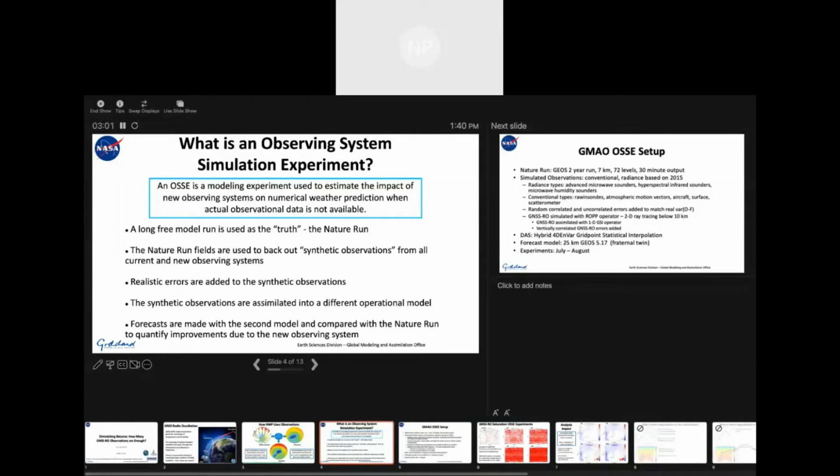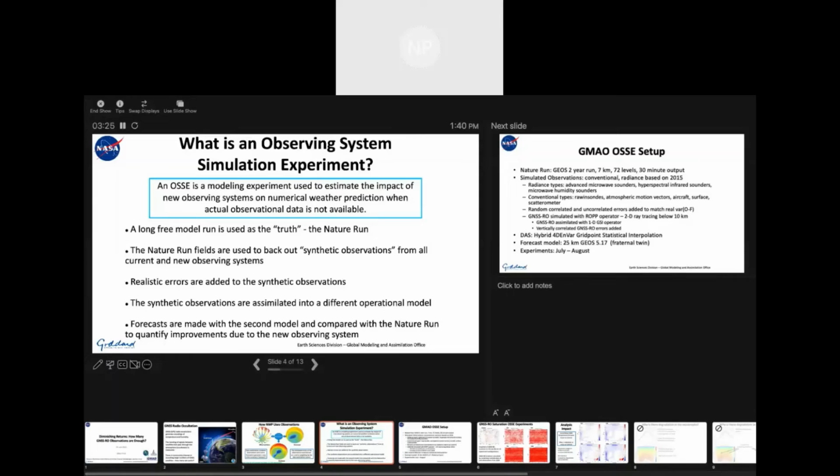It's considered the real world for the purposes of the OSSE. And then we simulate observations. We don't just simulate the new observations that we're interested in, we also have to simulate all of the other observations that are used by numerical weather prediction on a daily basis. Okay, so we have to simulate the aircraft, the radiosondes, the satellites, everything.